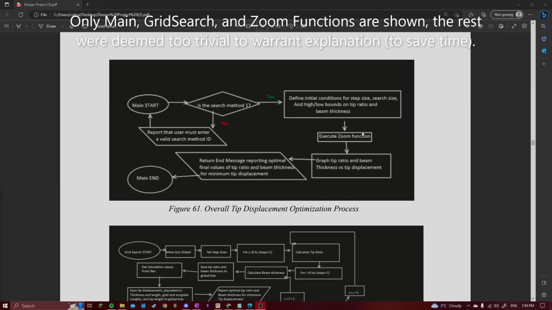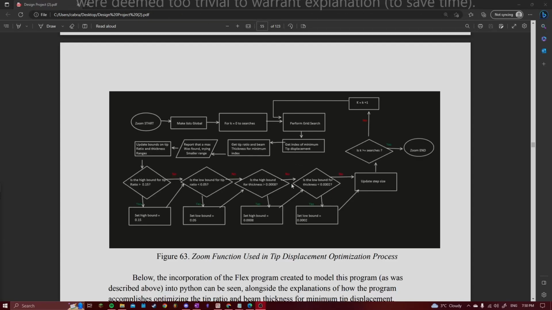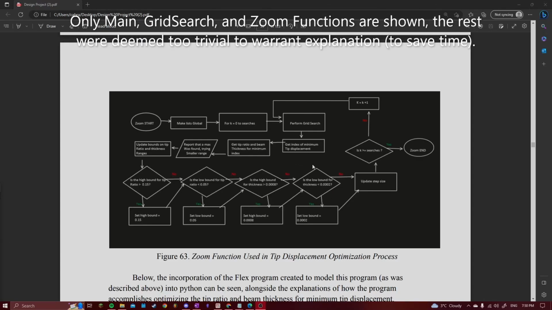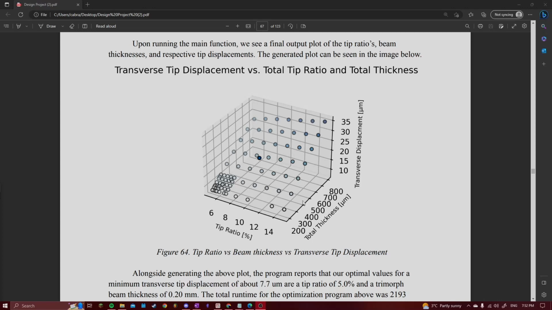the initial conditions, then executes a zoom grid search. We graph the results, and then that ends. The grid search flowchart is a basic nested loop function for tip ratio and beam thickness, as is seen here. And the zoom function just iterates grid searches over smaller and smaller ranges, making sure that they never go over or under their respective bounds in the range. Here's the optimization output for minimum tip displacement.